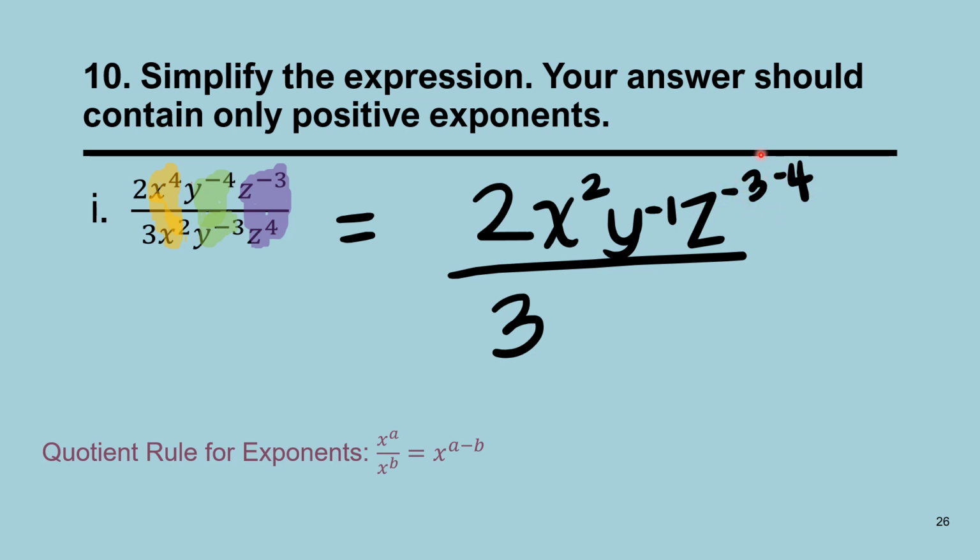Negative 3 minus 4. We need to combine those. Negative 3 minus 4 is negative 7. So that becomes z to the negative 7.